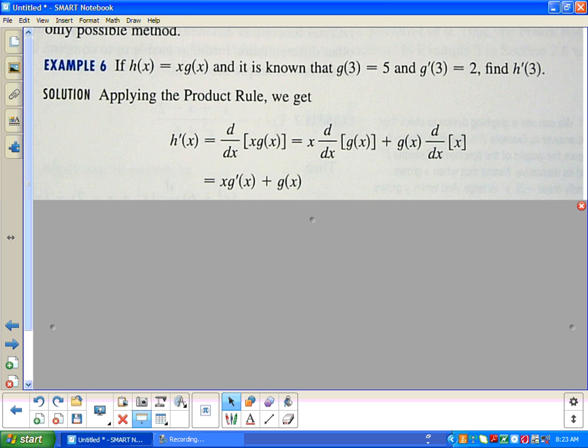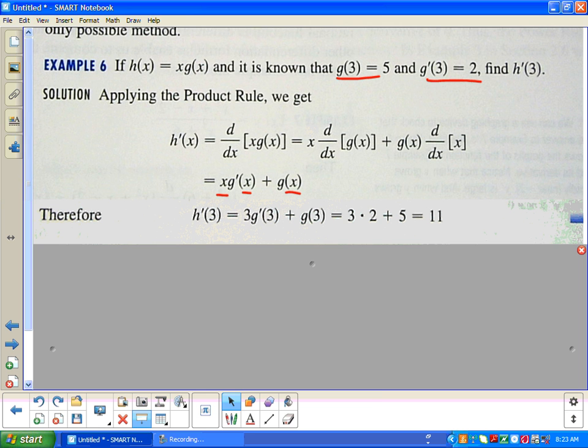So they want you to find h prime of 3. So they want you to insert 3 here, here, and here. Well, think about this. They gave us these two things for a reason, didn't they? And now, plug them in. Plug and shove. As fast as we can go. 3 times g prime of 3 plus g of 3. 3 times, up here it's 2, plus right here g of 3 is 5. 6 plus 5 is 11. So the rate of change of h of x when x is 3 is 11.